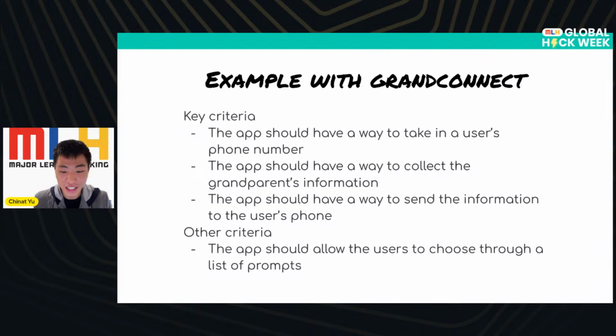The app should have a way to potentially send information to the user's phone. Some of the nice to have is that the app should potentially allow the user to choose through a list of suggested prompts, right? And so previously, although you might think that this is an important feature, what we realized is that it is much lower down the priority, because really what we want to provide is a suggestion for the user, right? And so we don't necessarily need to create the interactions for the user to actually choose through the list of prompts.